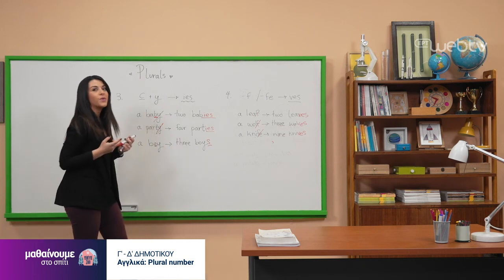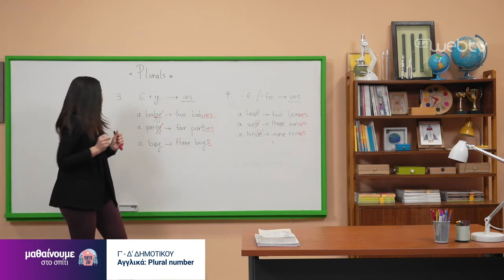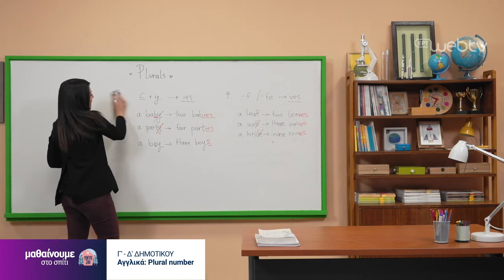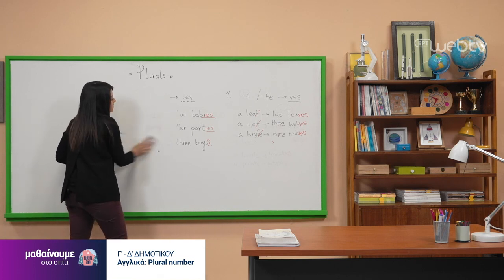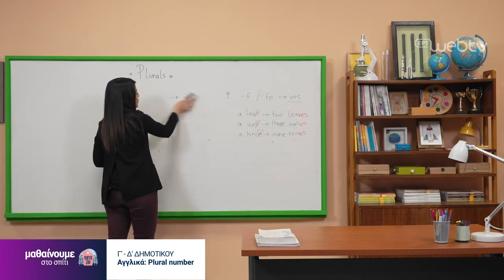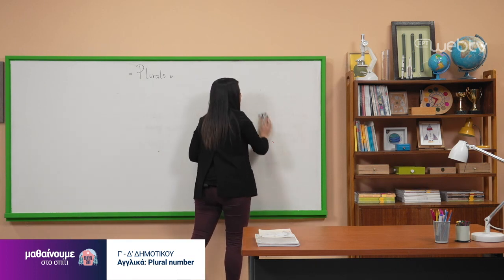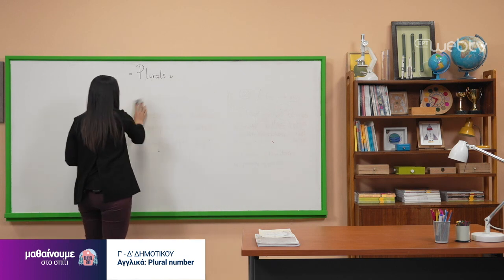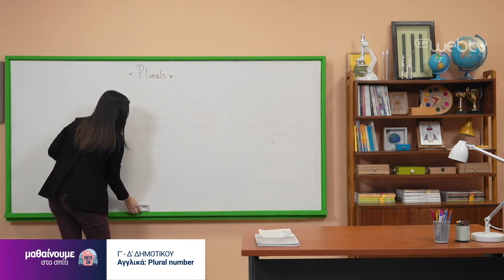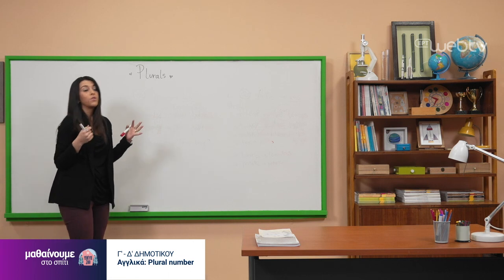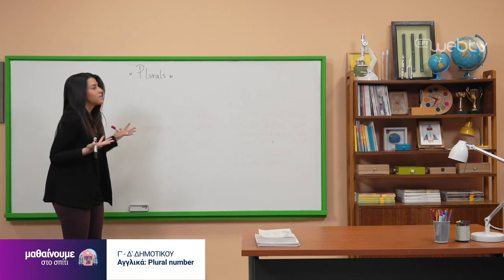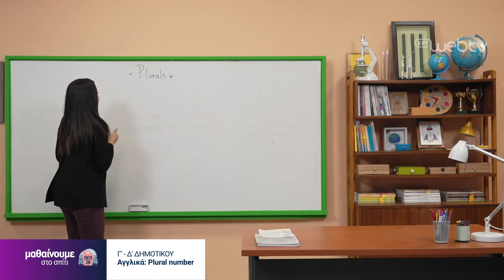Now, we also have some irregular. So what does this mean? Some of them change completely, or they don't change at all. So κάποια αλλάζουν εντελώς ή μπορεί και να μην αλλάξουν καθόλου. Let's see which ones these are. This is the last rule, ο τελευταίος κανόνας, okay? Maybe you can write this down, or you can just look at the board. So number 5.